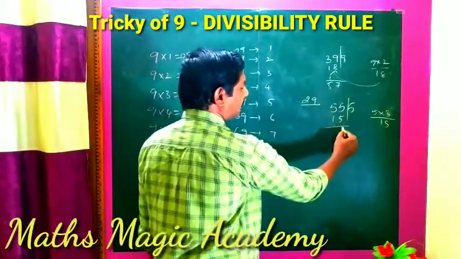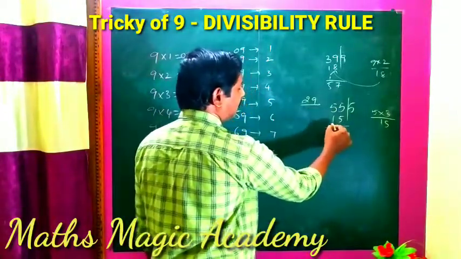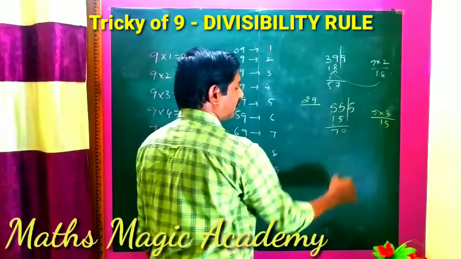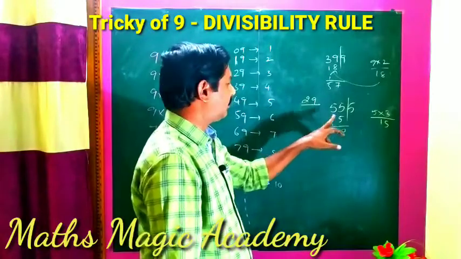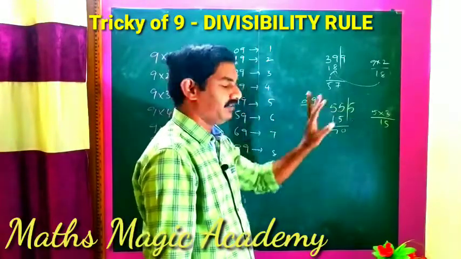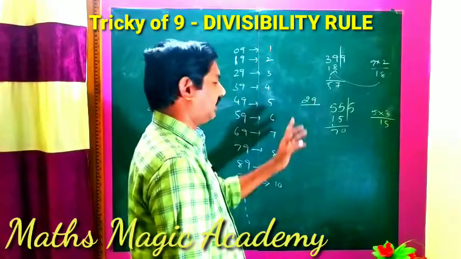This 15 should be added to the remaining digits. And what result are we going to get? 55 plus 15 is 70. 70 is not divisible by 29. So we can say 555 is also not divisible by 29.